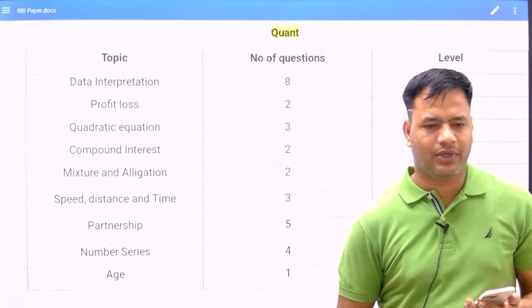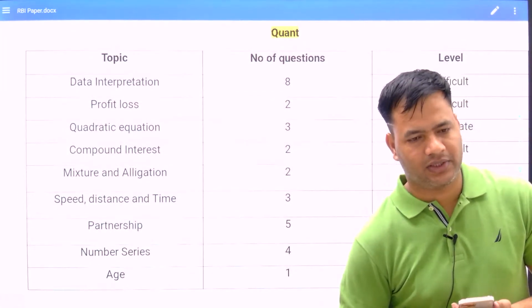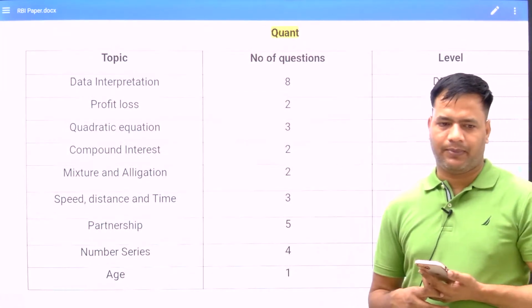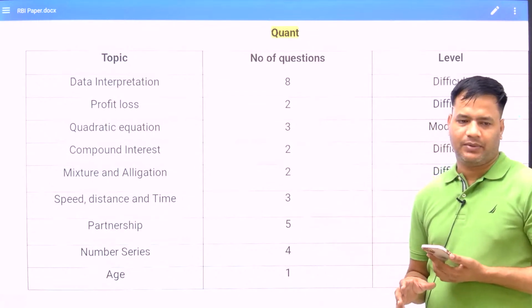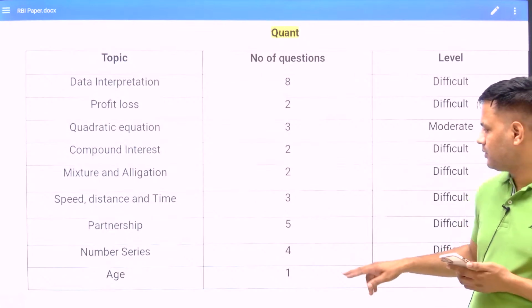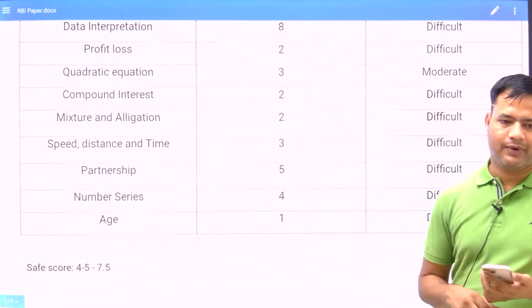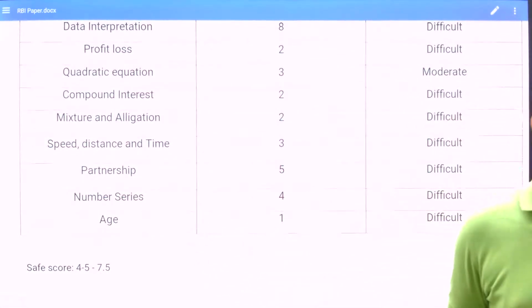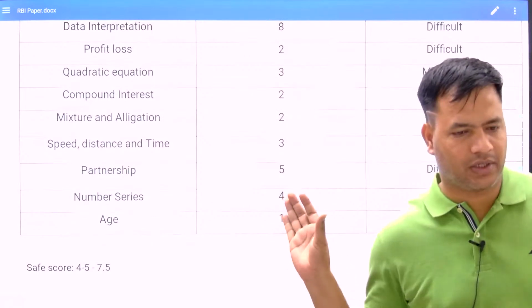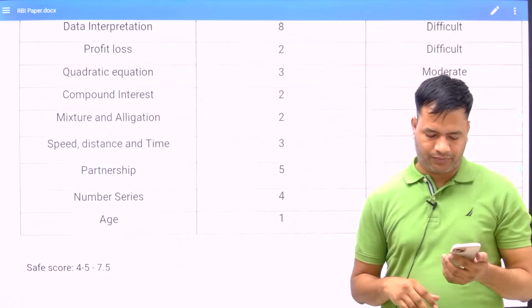If anyone is able to solve the questions, we still cannot say that it is an easy paper. It was a difficult paper. So as per our analysis and based on the feedback from the students, the sectional cutoff for general category can vary from 4.5 to 7.5.